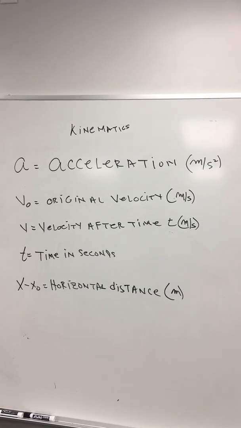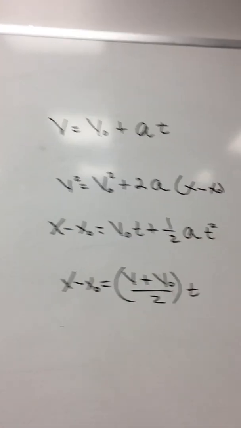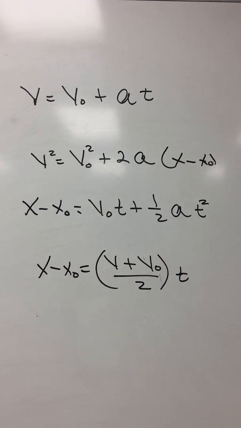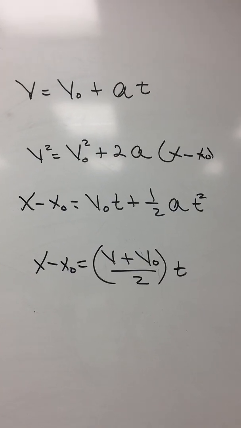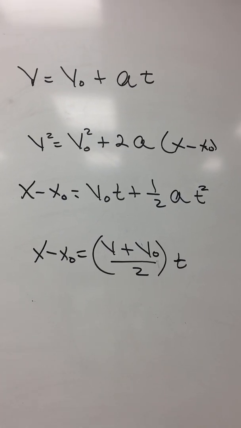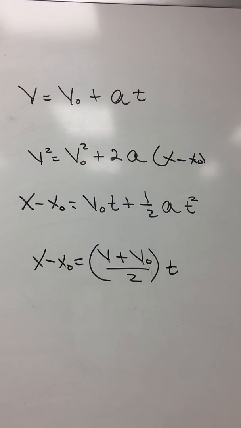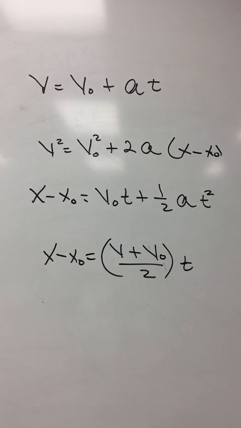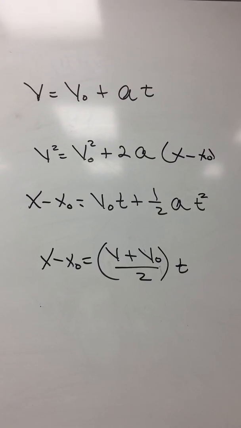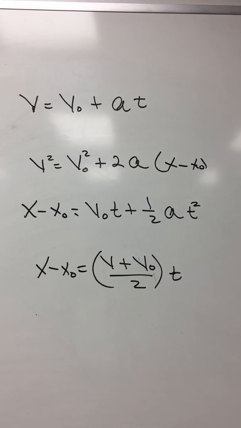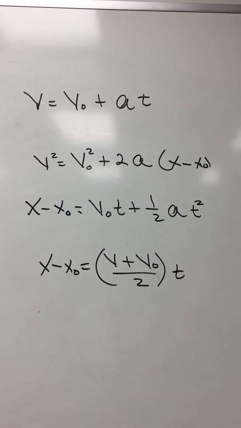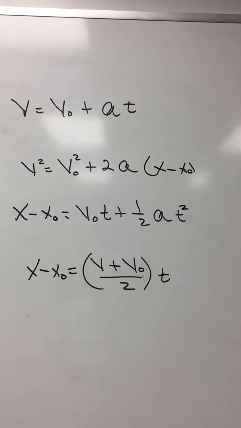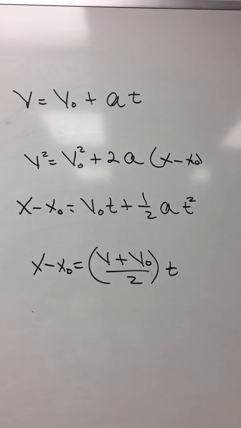Now, on page 2-3 of the textbook, I have these equations. They're on that page, and these are the equations we use in this first section of the book about kinematics. One equation is V equals V sub 0 plus A times T. V is the final speed, V sub 0 is the original speed, A is the acceleration, and T is the time. The next equation says V squared, the final speed squared, equals the original speed squared, V sub 0 squared, plus 2 times acceleration times distance, x minus x sub 0.